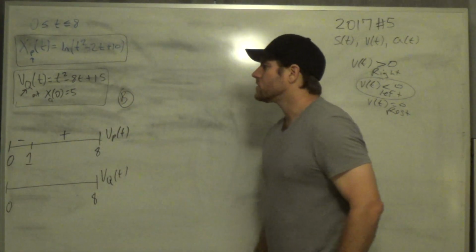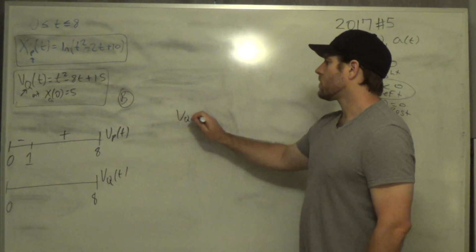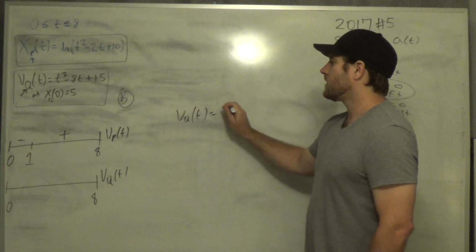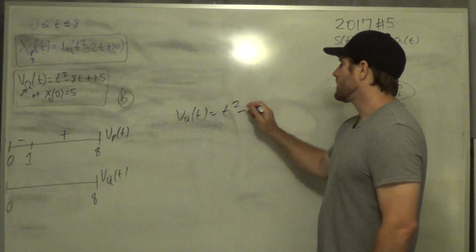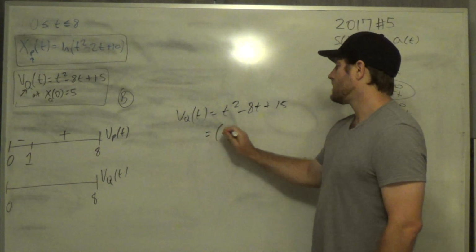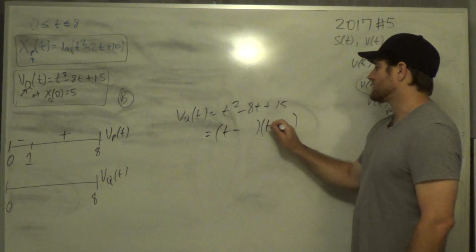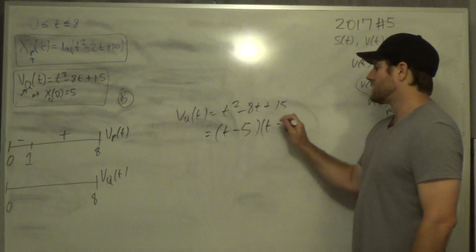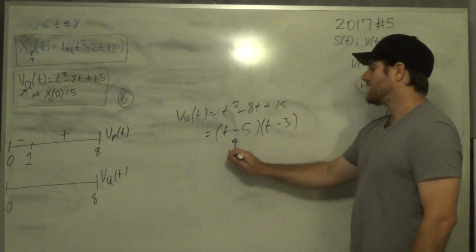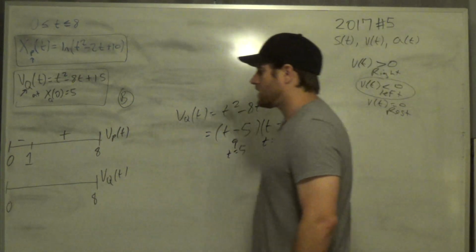All right, well, good news. Particle Q, we're already off to a good start. They gave it to us. We didn't have to work for it. And this time we have something that does factor. So my first sign's a minus times a plus is a minus. Numbers that multiply to give me 15 are 3 and 5. And that gives you time equals 5 and time equals 3.